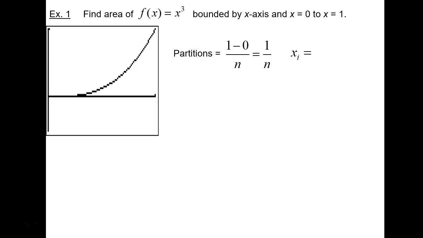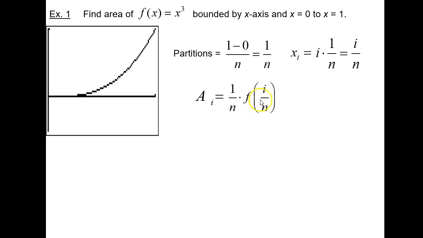x sub i, step 2, would be a plus b minus a over n times i. So in my example, a, of course, is 0. That's the left endpoint. b minus a over n is the width, so 1 over n times i becomes just i over n. Area of one rectangle, that would be the width, 1 over n, times f of x sub i, which is i over n.